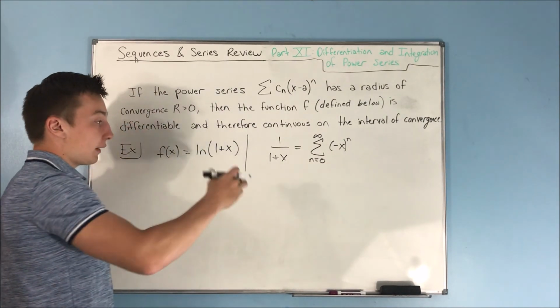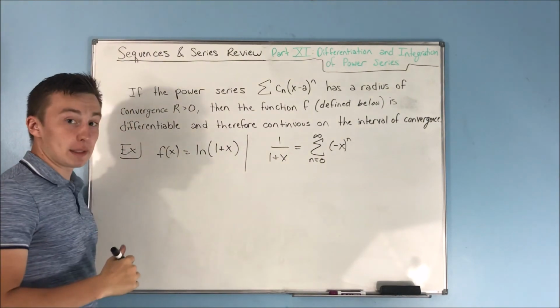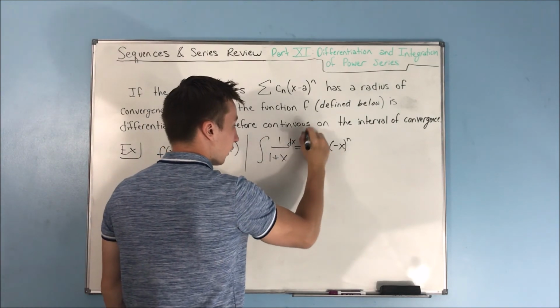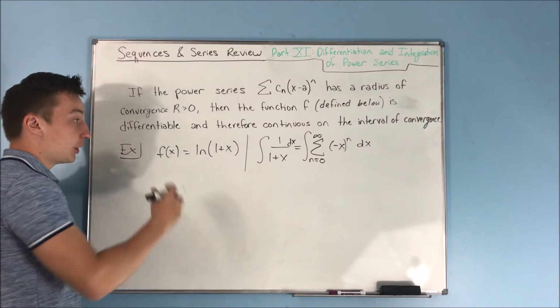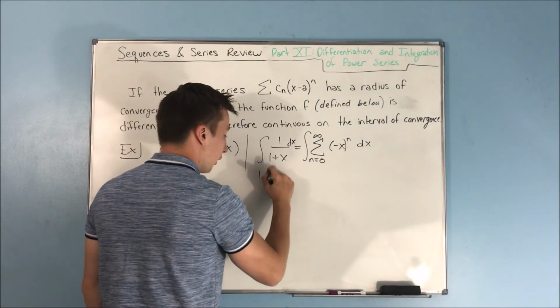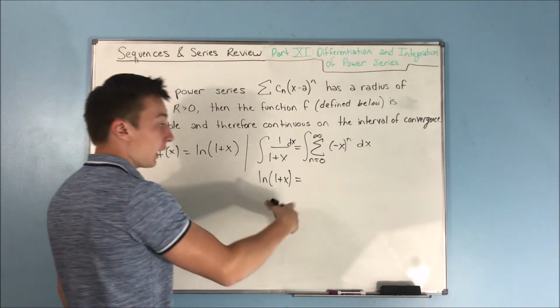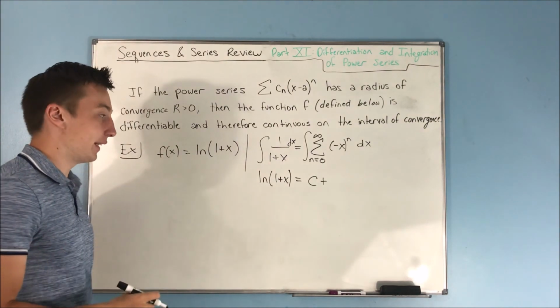So now what can you do here? Well, remember, I said that you have to integrate to get this natural log of 1 plus x. So let's take an integral of both sides. When you take an integral of both sides, you get, like we said, the natural log of 1 plus x on this side. On the other side, you, of course, remember your plus c. You got to remember that plus c.